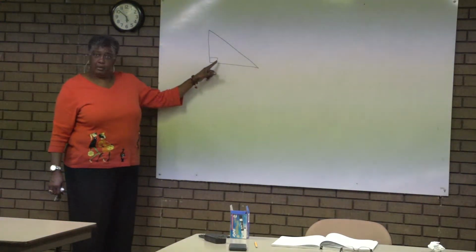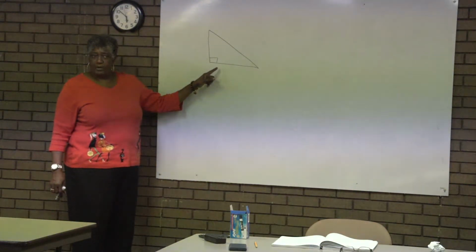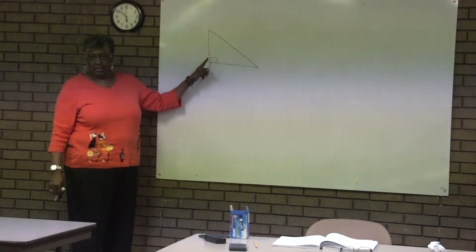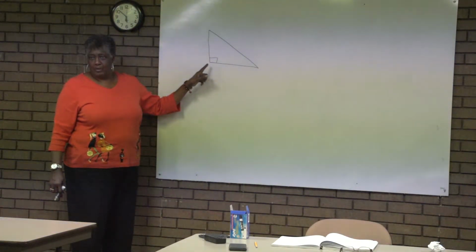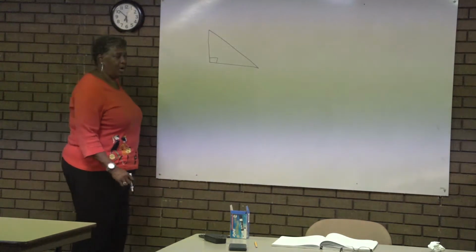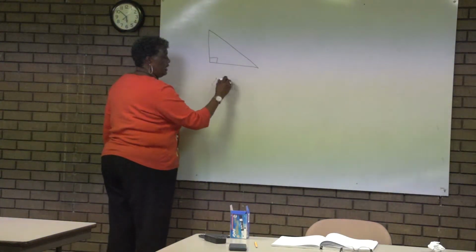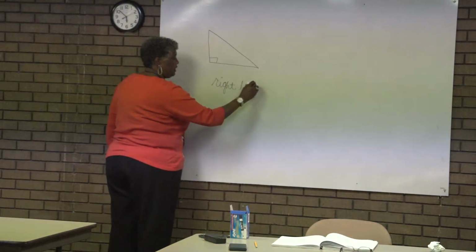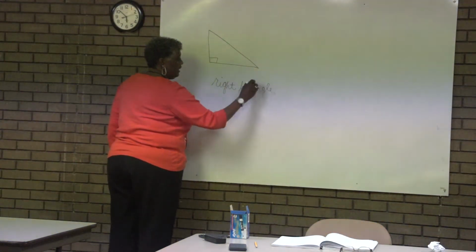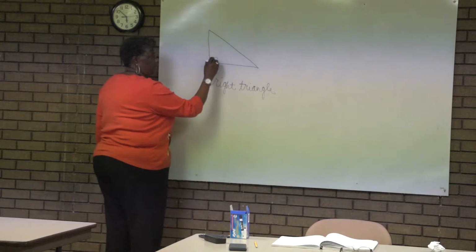Remember we said they may not put 90 there. They may just put that little box there. You have to know that when you see that little box, that's a 90-degree angle. And if you have a triangle with a 90-degree angle, it's called a right triangle. So they may just say you have a right triangle. You have to understand all of that means the same thing, that there is a 90-degree angle there.